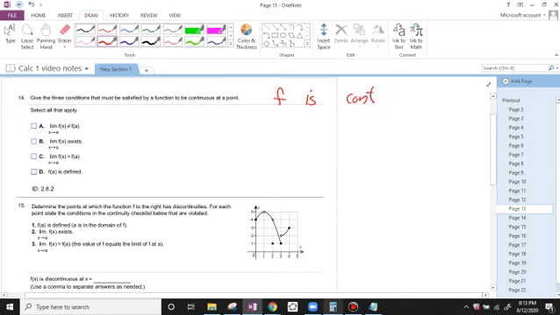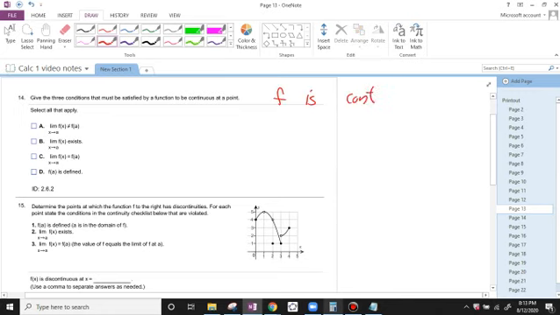Determine the points at which f, the function f to the right, has discontinuity. So if f being continuous means no breaks or jumps, then f not being continuous means that one of these three things is going to be violated, right? So f is defined, the limit exists. This means that the limit from the left should be equal to the limit from the right, right? And then 3, there should be no holes, that the limit as x goes to a of f of x should be equal to f of a.